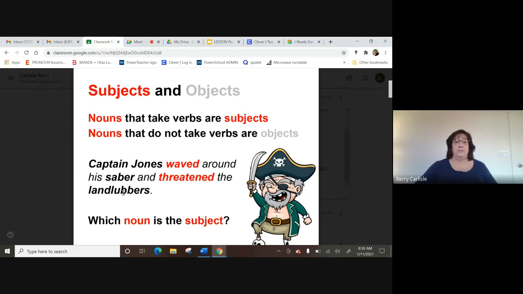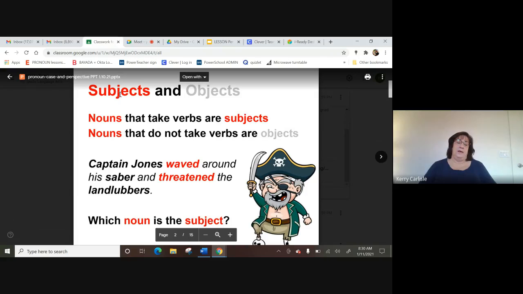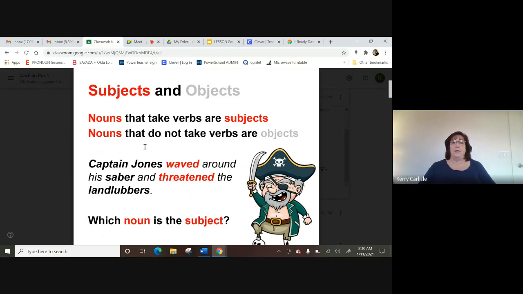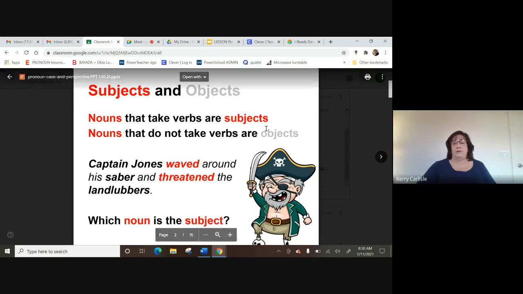Okay, so this week we're talking about the fact that there are different kinds of pronouns. Obviously, the definition is they take the place of nouns, but subjects and objects are two ways that you can talk about how pronouns are used. So, nouns that take verbs are subjects. What do you mean take? Like they pick them up and carry them away? That's a weird way of saying it. In other words, nouns that are doing the action is how I usually say it.